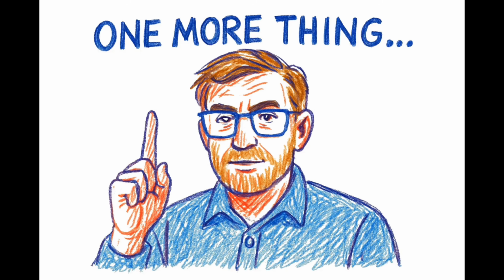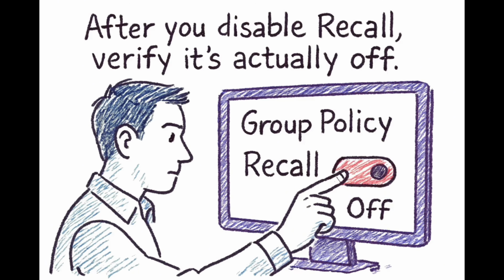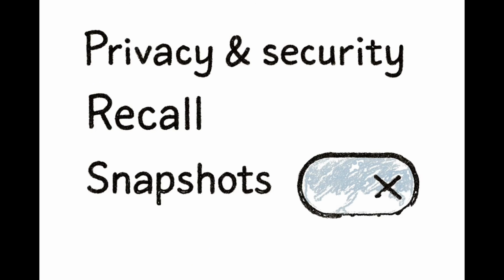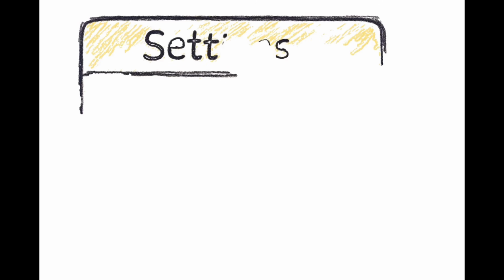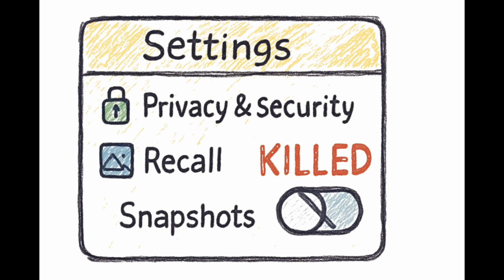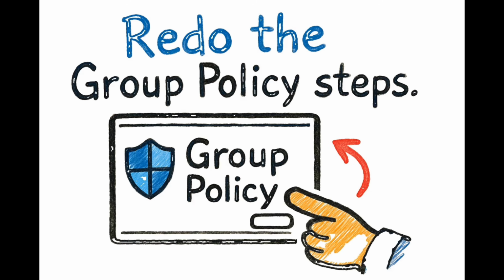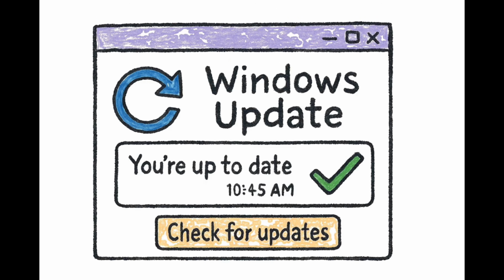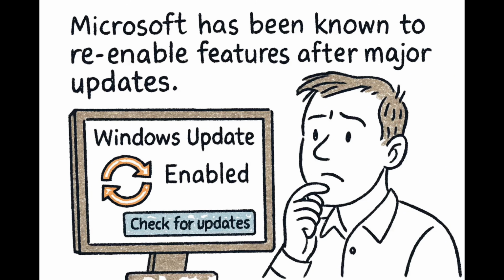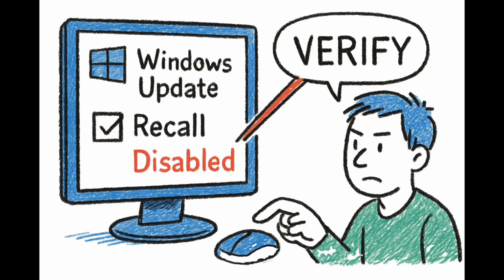One more thing. After you disable Recall through Group Policy, verify it's actually off. Go back to Settings, Privacy and Security, Recall and Snapshots. If the toggle is grayed out and you can't turn it on, you've successfully killed it at the policy level. If the toggle is still active, something went wrong. Redo the group policy steps. And check Windows Update. Microsoft has been known to re-enable features after major updates. So after any big Windows update, verify Recall is still disabled.